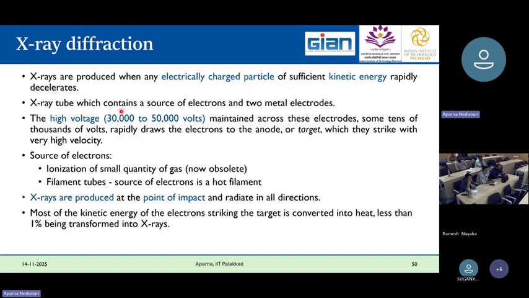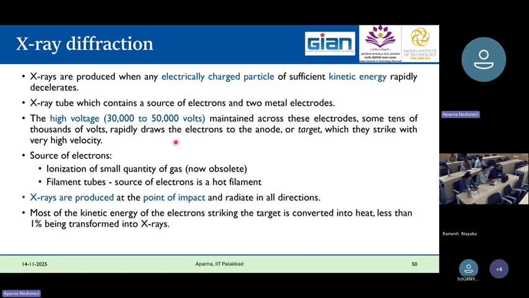An X-ray tube consists of a source of electrons, the place from which the electrons are produced, and two metal electrodes, an anode and a cathode. We'll see why an anode and cathode are required. To maintain a high kinetic energy, a high voltage is maintained across the two electrodes, typically thousands of volts. This will rapidly draw the electrons towards the anode.